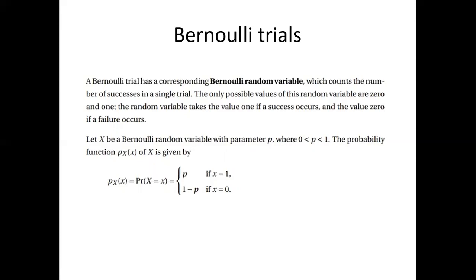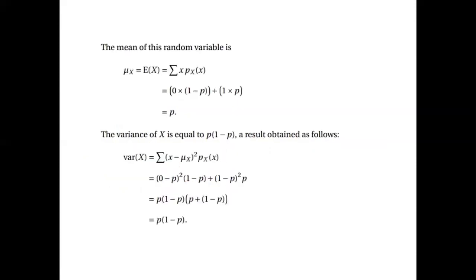Let capital X be a Bernoulli random variable with parameter p, where 0 is less than p is less than 1. Then the probability function p of x is given by p if x equals 1, and 1 minus p if x equals 0.